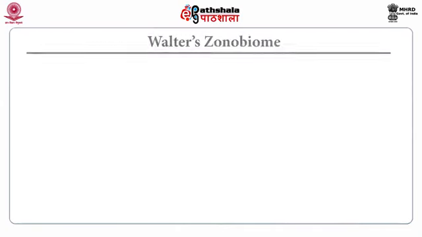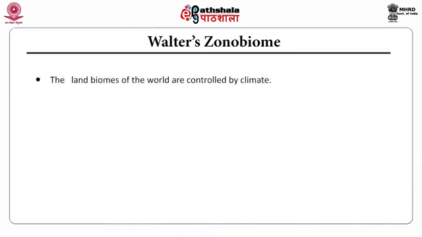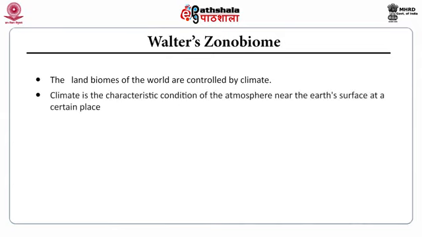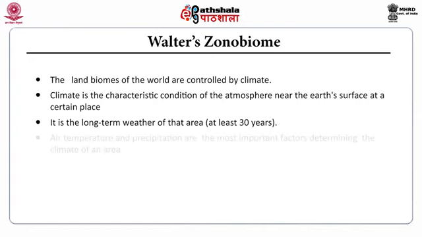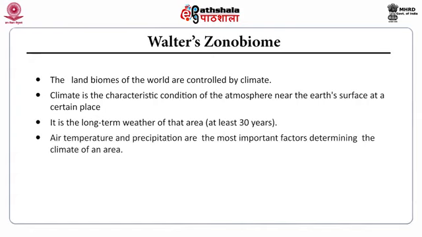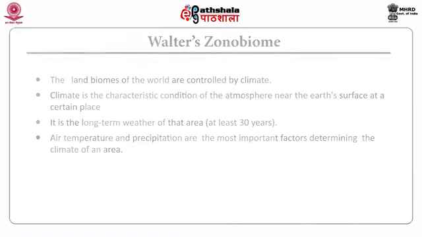So, now we will explain what is Walter's zonobiome. The land biomes of the world are controlled by climate. Climate is the characteristic condition of the atmosphere near the earth's surface at a certain place. It is the long term weather of that area, at least for 30 years. Air temperature and precipitation are the most important factors determining the climate of an area.